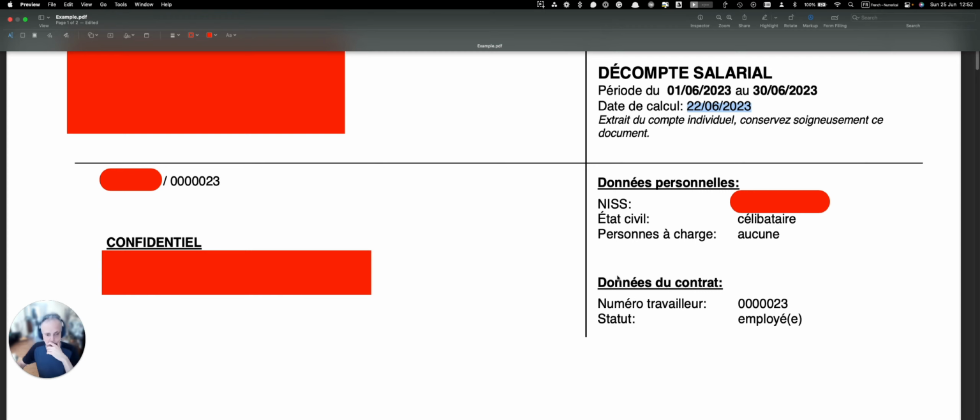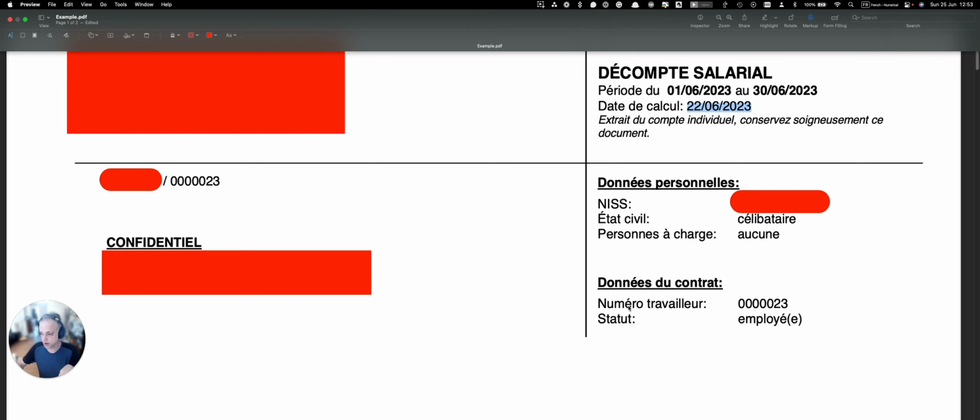You have the reference number of the employee within the organization, so 23, and what it means is that this person is the 23rd hired in this organization. So they start with 01, 02, 03, and so on, until the end of the organization.